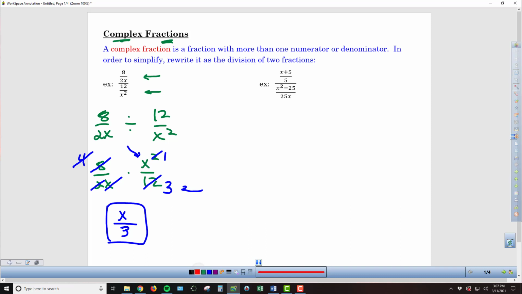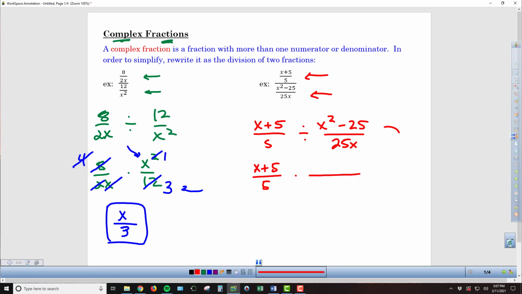In the second example, same idea. We have the top fraction divided by the bottom fraction. So we've got x plus 5 over 5 that's being divided by that second fraction, x squared minus 25 over 25x. So now we're ready to go ahead and change this to a multiplication question. So again, this first fraction stays put, x plus 5 over 5, and then I'm going to flip this second fraction as I change it to multiplication.